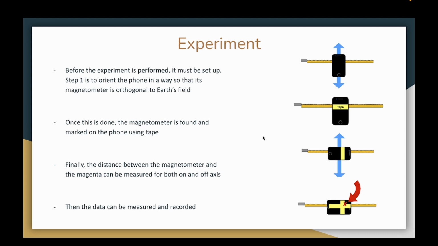So here's the experiment. Before the experiment could be performed, it must be set up. Step 1 is to orient the phone in a way so that its magnetometer is orthogonal to Earth's field. And once this is done, the magnetometer is found and marked on the phone using tape. Then, the distance between the magnetometer and the magnet can be measured for both on and off axis. And then the data can be measured and recorded.